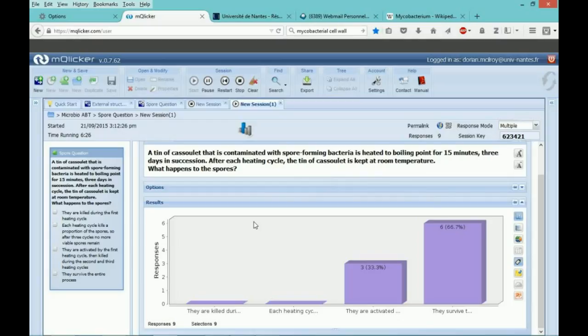So this used to be a commonly used industrial process in food preservation. Not used so much now because it's considered safer, and it definitely is safer, just to heat the whole thing up to 120 degrees and make sure everything gets killed in one go.